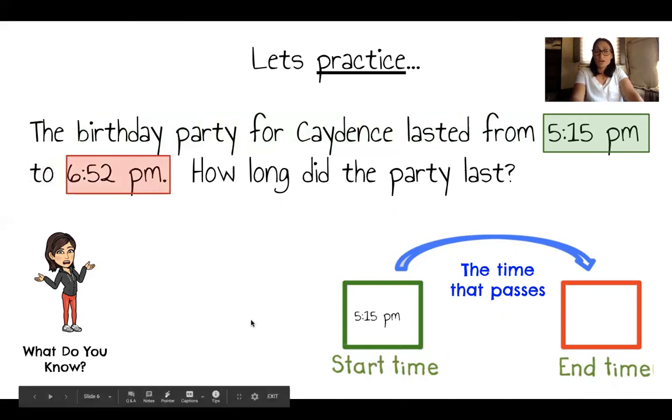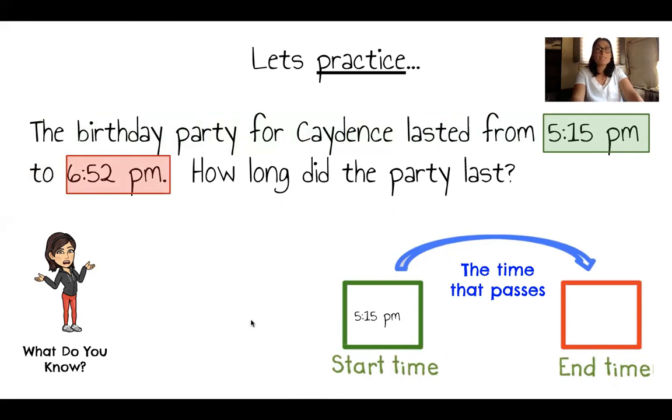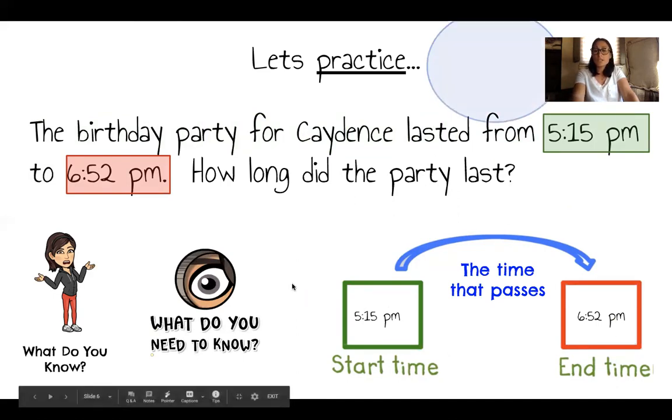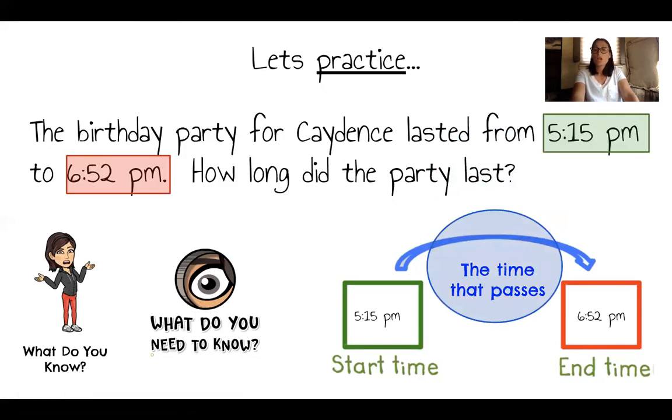We also know that Cadence's party stopped at 6:52. So we're gonna put that in the end time. What do we need to still know? Well, we still need to know how much time has passed in between them. So how are we going to figure that out? We're going to figure that out by using a number line.